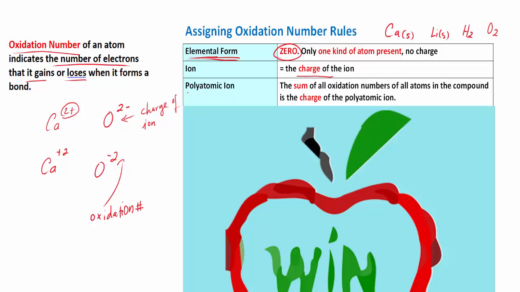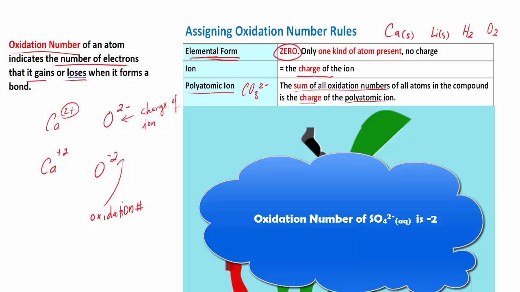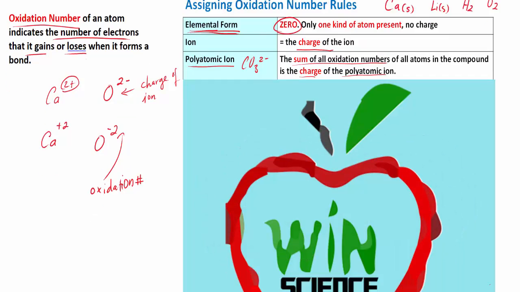Remember, polyatomic ions are like carbonate, CO3 2-. For the polyatomic ion, the sum of the oxidation numbers of all the atoms, in this case carbon and oxygen, is equal to the charge of the polyatomic ion. So we take the oxidation number of carbon and all the oxygens here, and we add them all up, and it would have an oxidation number of -2. Okay, so keep that in mind.